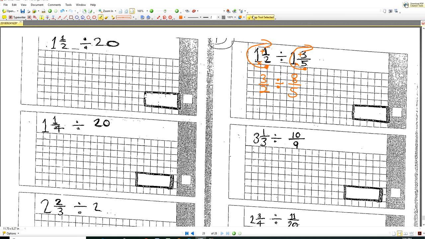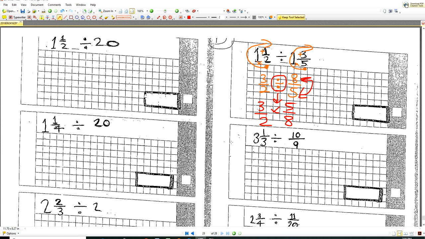the division fraction process. So our next step is to turn the divide sign into a multiply. Turn the second fraction upside down. So the 3 over 2 stays as 3 over 2. The 8 over 5 becomes 5 over 8 now.